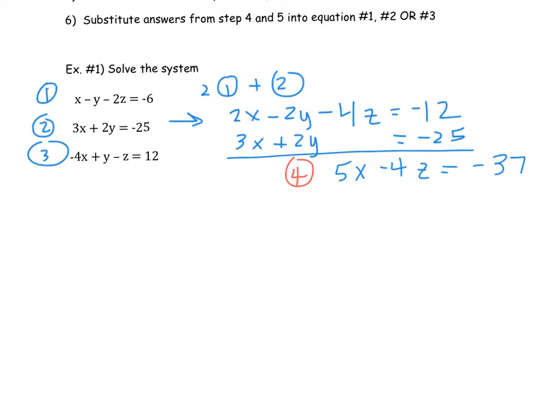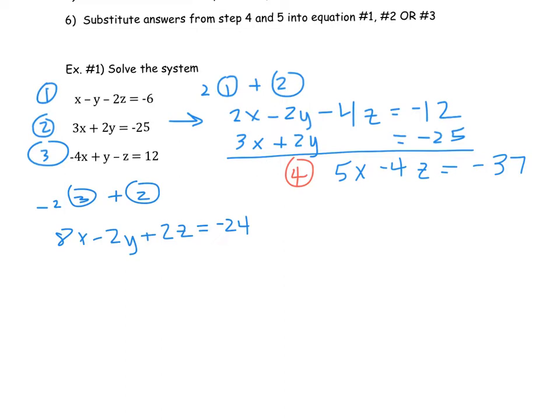So I'm going to take equation 3 and multiply by negative 2, and then I'm going to add it to equation 2. Okay, so we're going to multiply equation 3 by negative 2 first. So I get 8x minus 2y plus 2z, and that equals negative 24. I multiplied everything by 2.